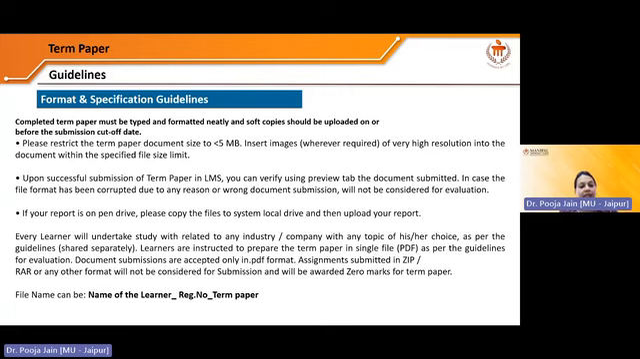Okay. So every learner will undertake a study related to any industry or company, with any topic of their choice as per the guidelines. So it is up to your choice. It is up to your interest. It is up to you to think about it. If you are comfortable with a particular topic, then you can choose it with a connection to the industry as well, right? You will have to choose any topic, but connect your topic with the industry.